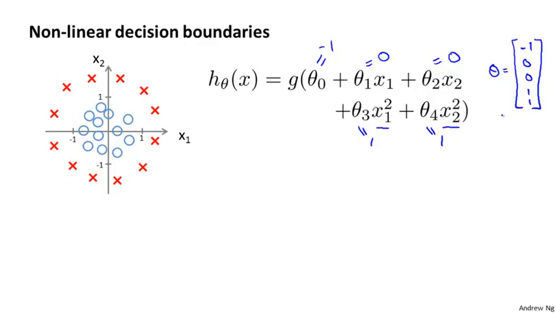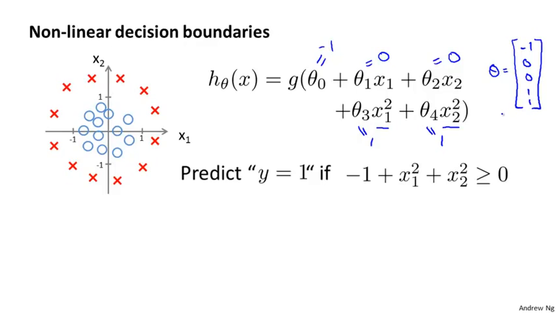Following our earlier discussion, this means that my hypothesis will predict that y is equal to 1 whenever -1 plus x1 squared plus x2 squared is greater than or equal to 0. This is whenever theta transpose times my features is greater than or equal to 0. And if I take -1 and bring it to the right, I'm saying that my hypothesis will predict that y is equal to 1 whenever x1 squared plus x2 squared is greater than or equal to 1. So what does this decision boundary look like?